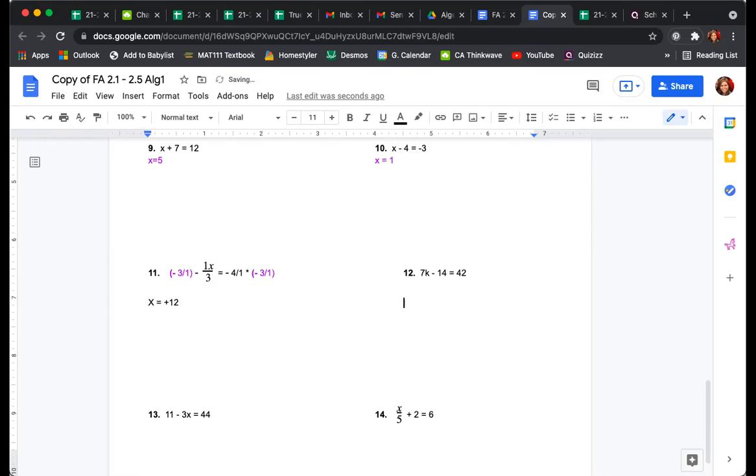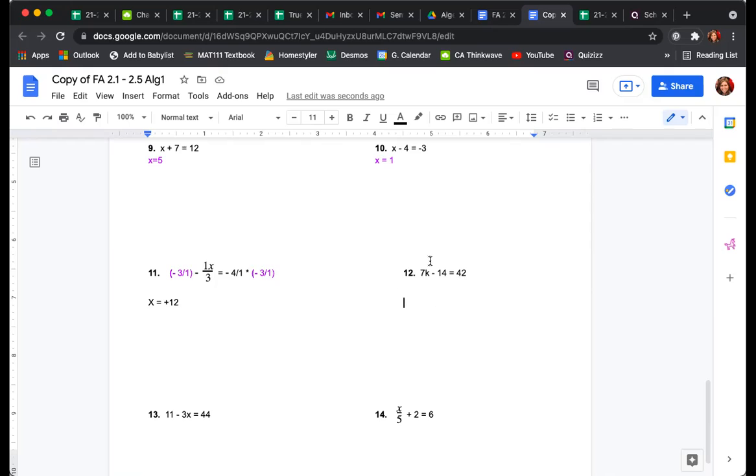Moving on to number 12. Same process here. We want to undo. Think about order of operations. We want to do groupings, exponents, multiplication, division, then addition and subtraction at the very end. When we are solving an equation, we are almost undoing order of operations. We're working backwards.